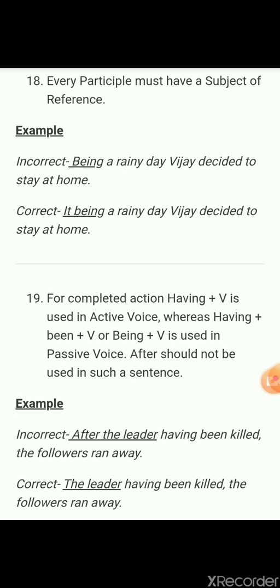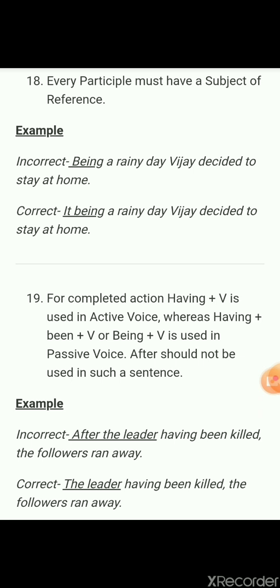Rule number 19. For a completed action, having plus V3 is used in the active voice, whereas having been plus V3 or being plus V3 is used in the passive voice. Don't get confused with a lot of technique. It is simple to understand the difference between active and passive forms. Look at the sentence and you will feel the difference. After should not be used in such a sentence. After the leader having been killed, the followers ran away. The leader having been killed, the followers ran away. In active form it is different, and in passive form it is different.